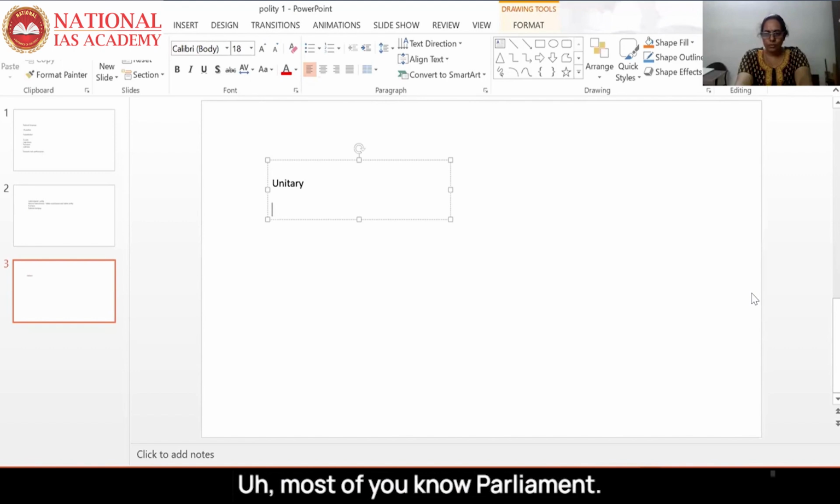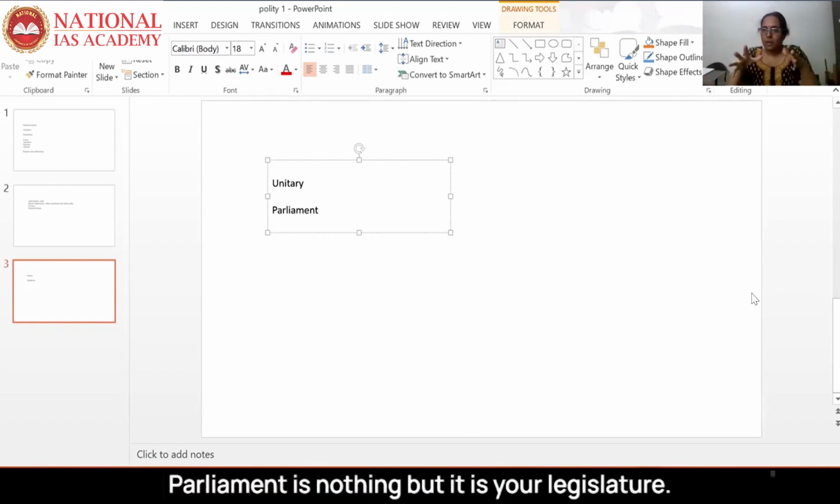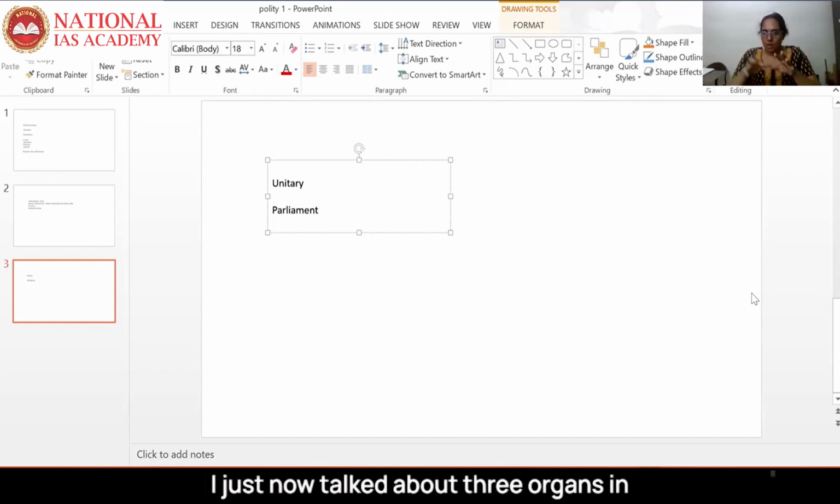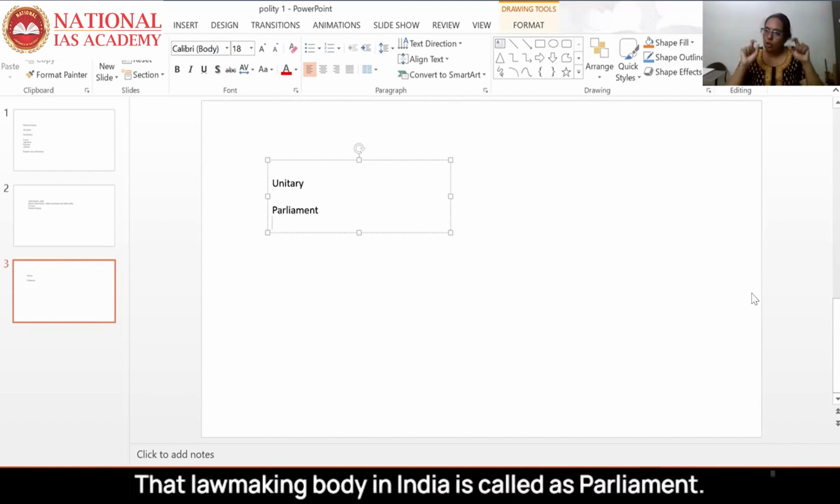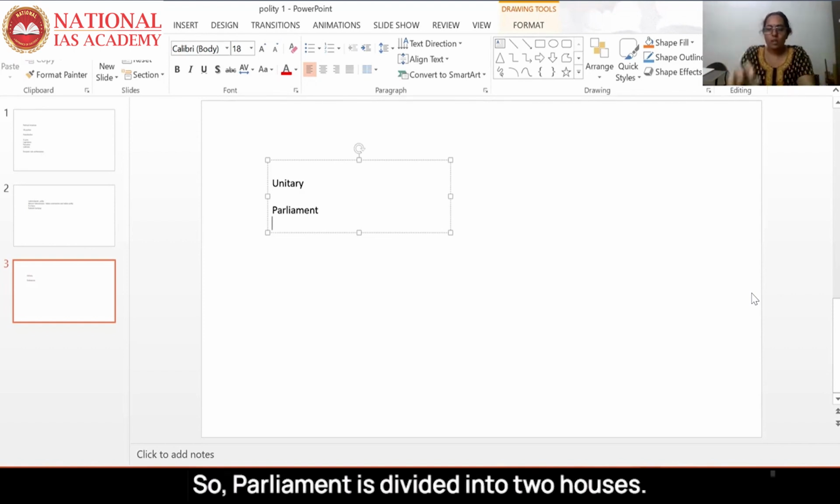Most of you know parliament. Parliament is nothing but your legislature. I just now talked about three organs, in which we first talked about legislature. Legislature is the law-making body. That law-making body in India is called parliament. So we have two houses in parliament. Parliament is divided into two houses.